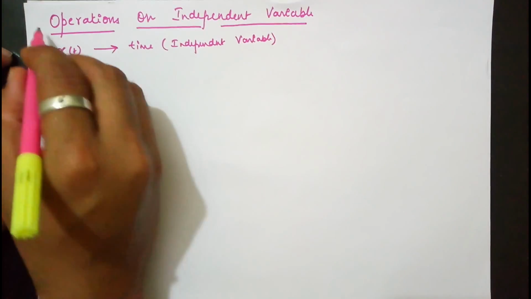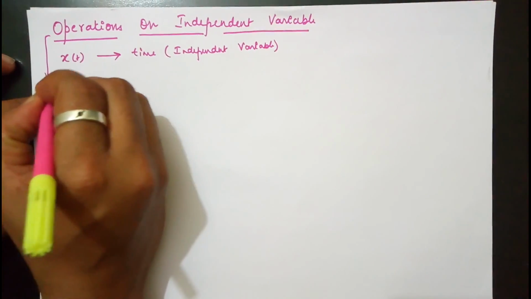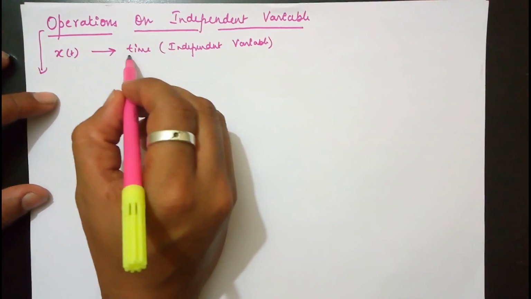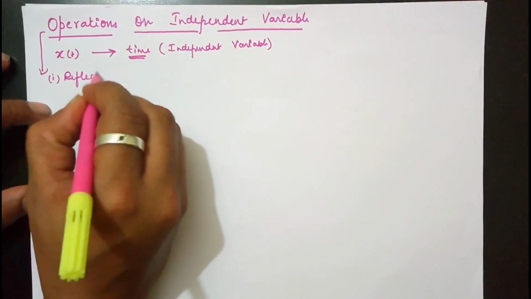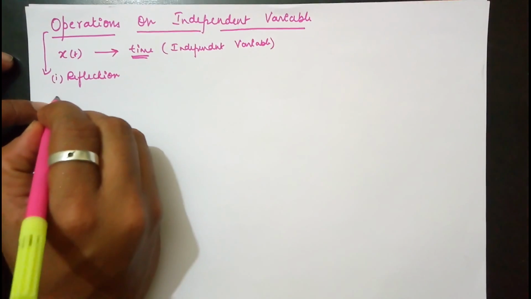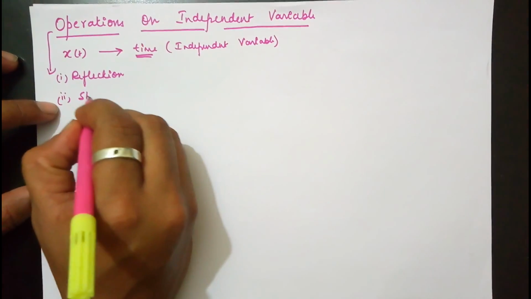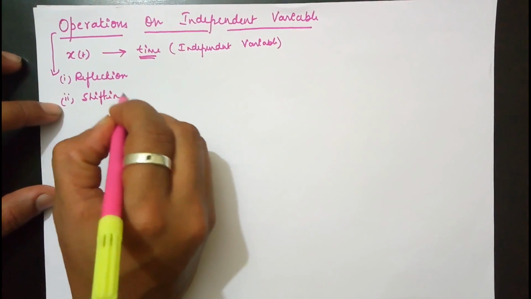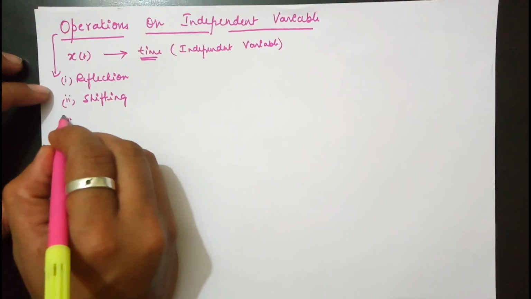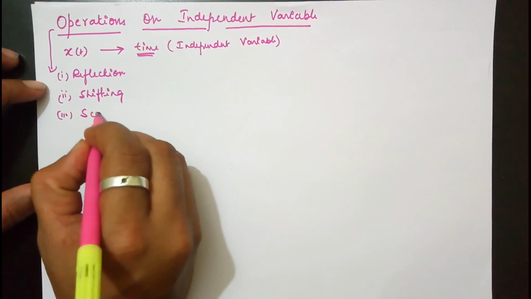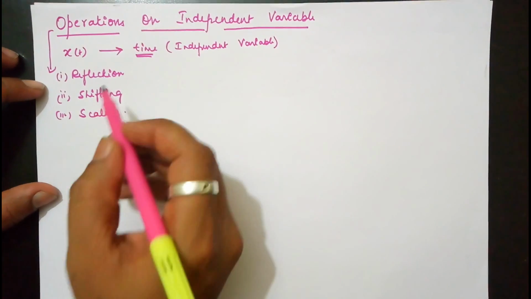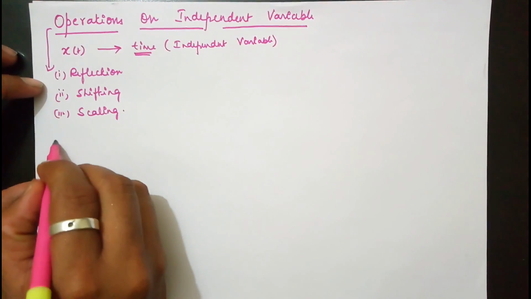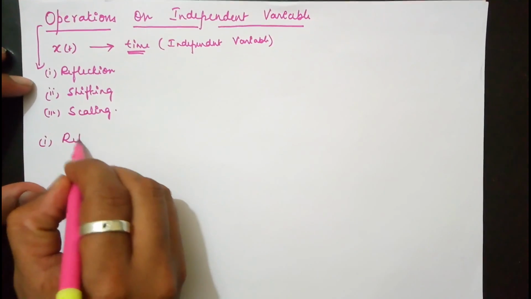Now the operations which can be done on the independent variable, that is time, are: one is reflection, second one is shifting, and the third one is scaling. We'll discuss one by one. First, starting with reflection.